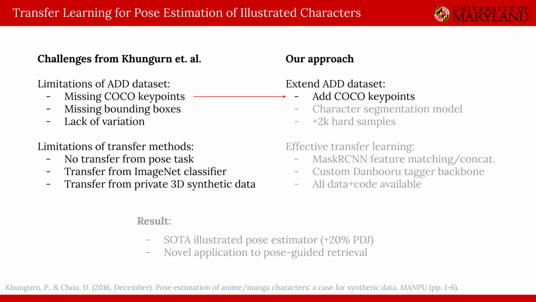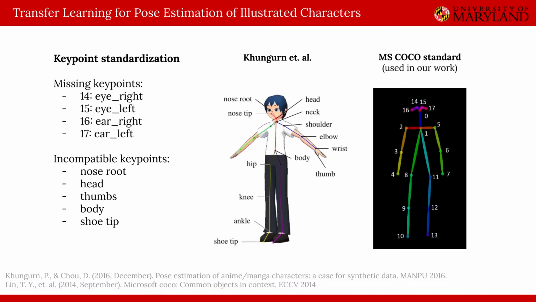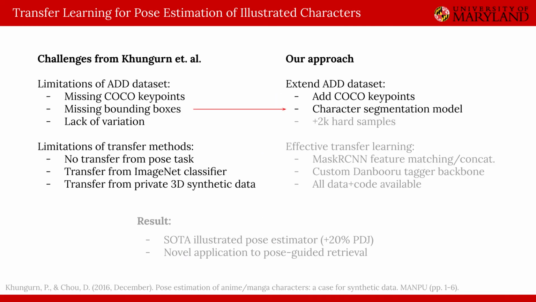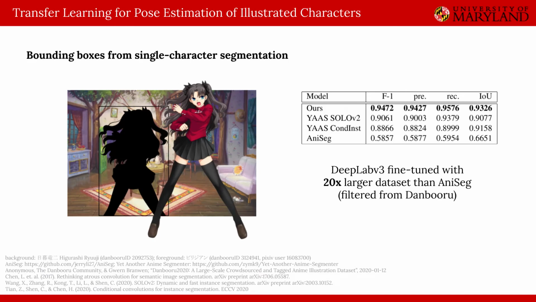We first fix ADD by making it COCO compliant. In particular, we manually label the missing eye and ear key points on all 2,000 samples, making it compatible with many modern pose estimators. However, to allow evaluation with the popular COCO OKS metric, we must also provide character bounding boxes. To this end, we train a character segmentation model and produce the box annotations by bounding the predicted segmentation.